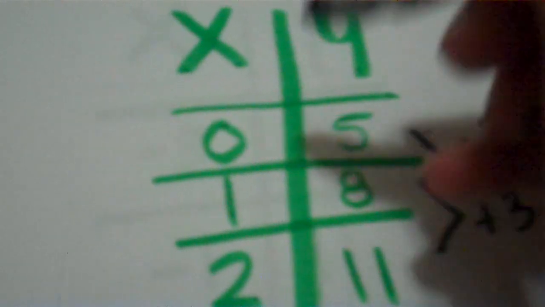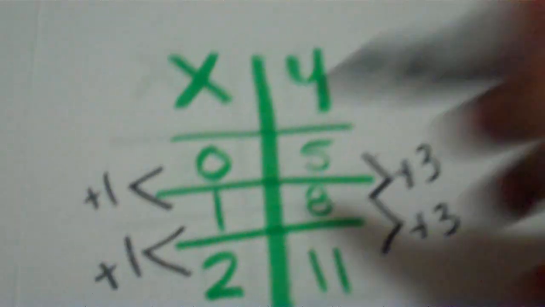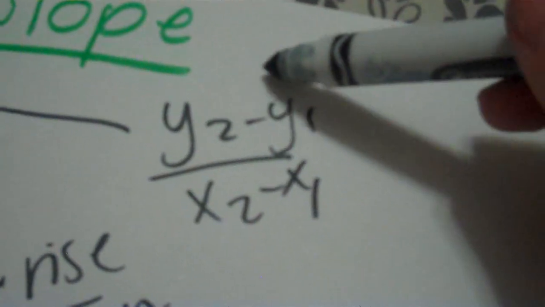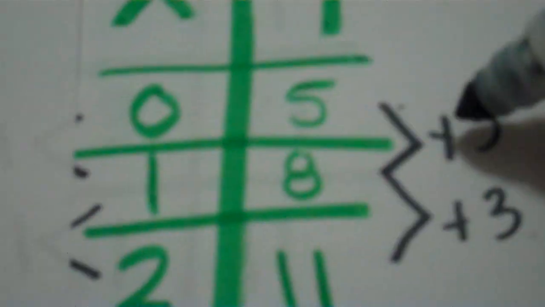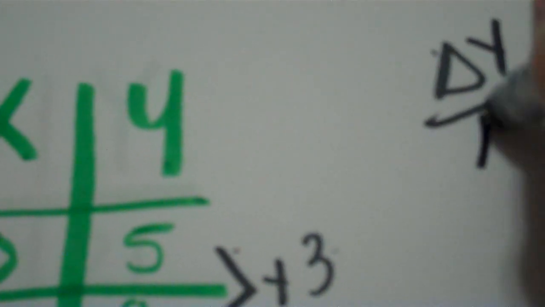Pretty simple. What about 0 to 1? To get from 0 to 1, I add a positive 1. And from 1 to 2, I add 1. That's the easy part. You're just finding the change. Now remember, for the slope formula, you have the y's divided by the x's. That's the same thing here. I'll write this down. This means change in y, which is what that is, over change in x, which is what this is.